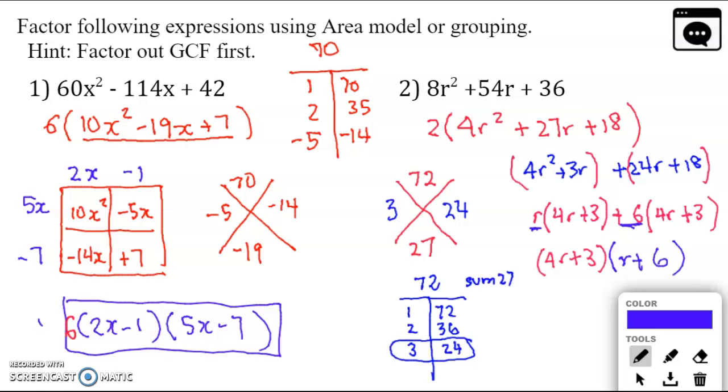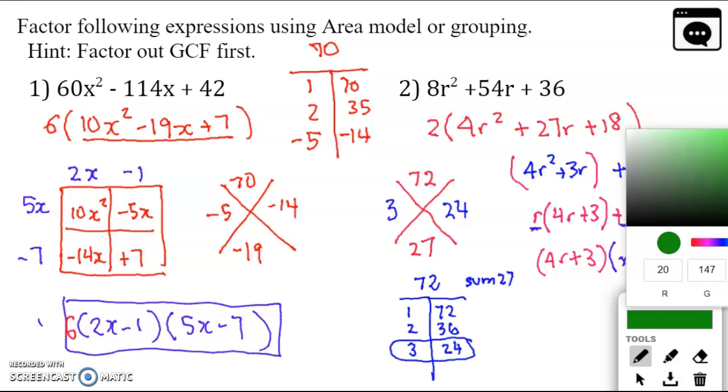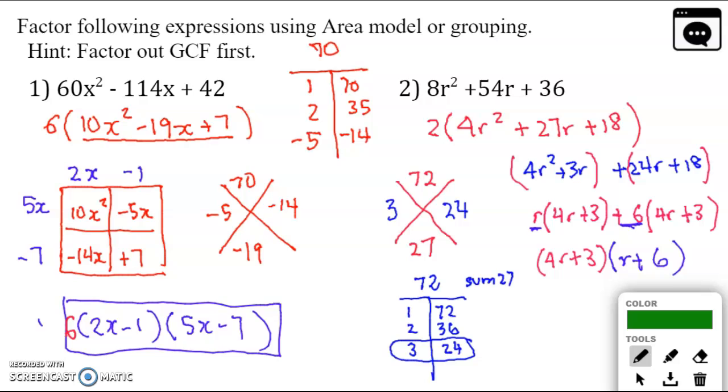Okay, so now for my final answer, I do need to put it all together. Remember, I took out the 2 here. I do need to put that back in. So this is going to be 2 times 4r plus 3 times r plus 6.